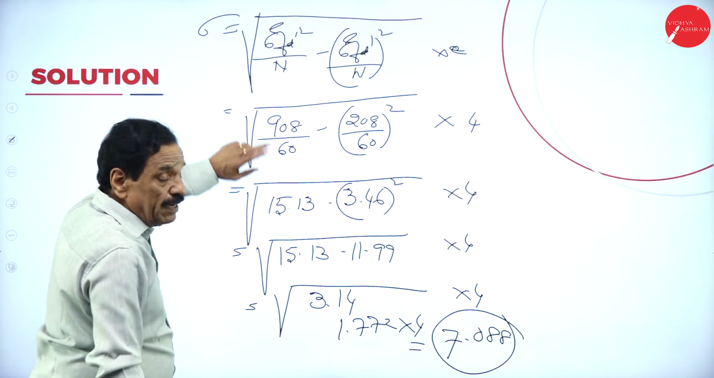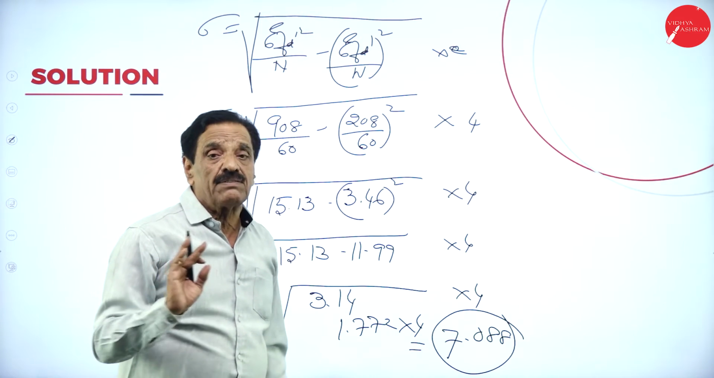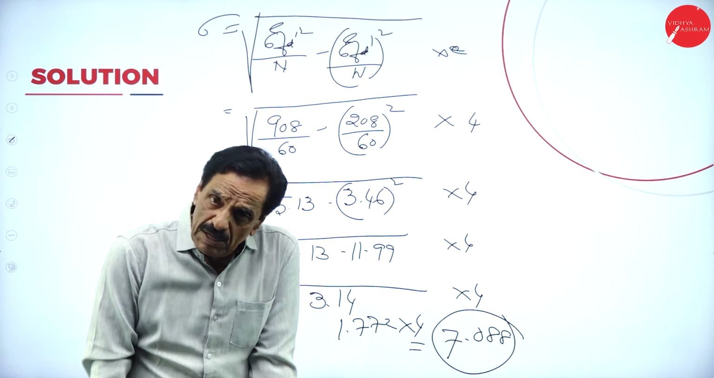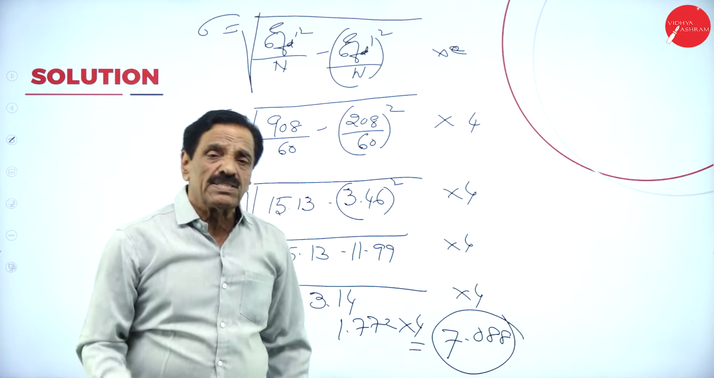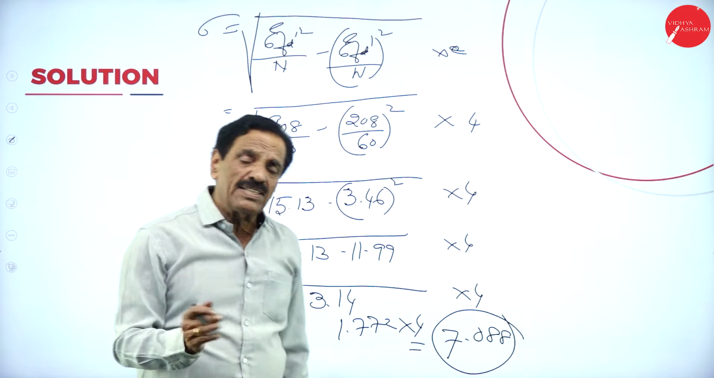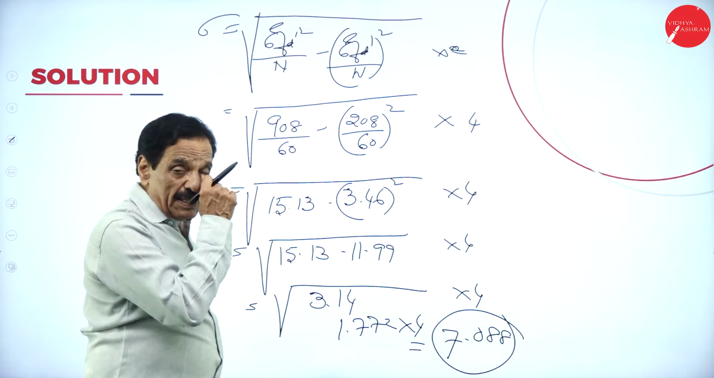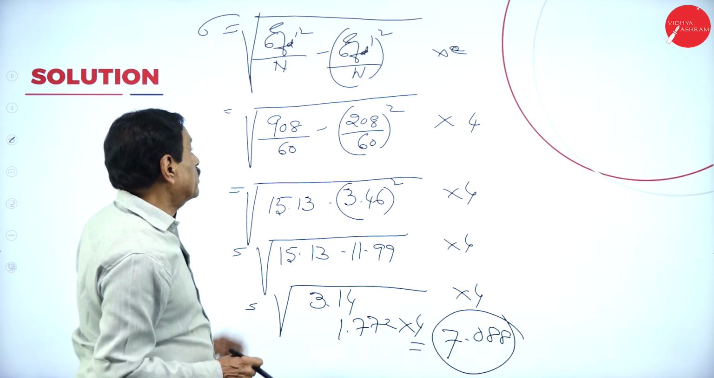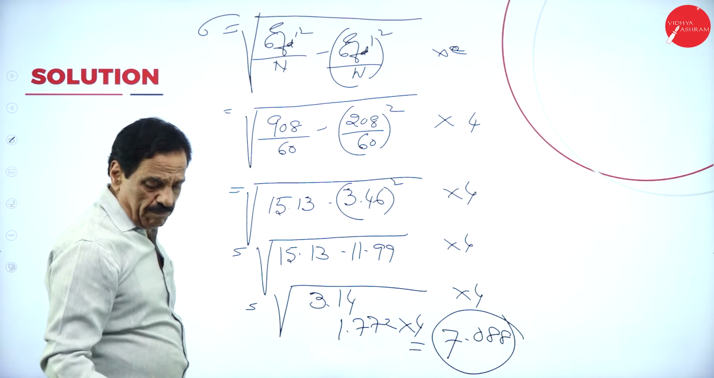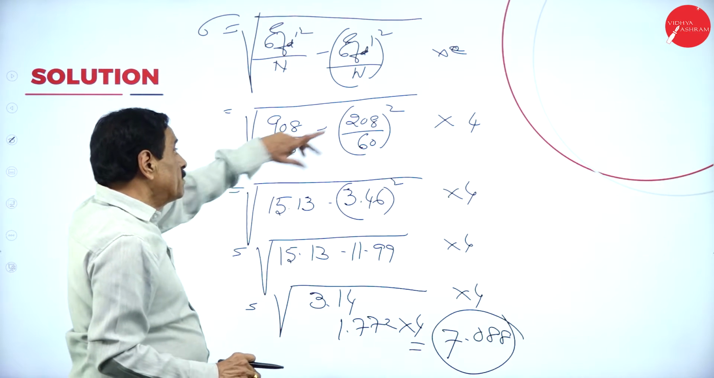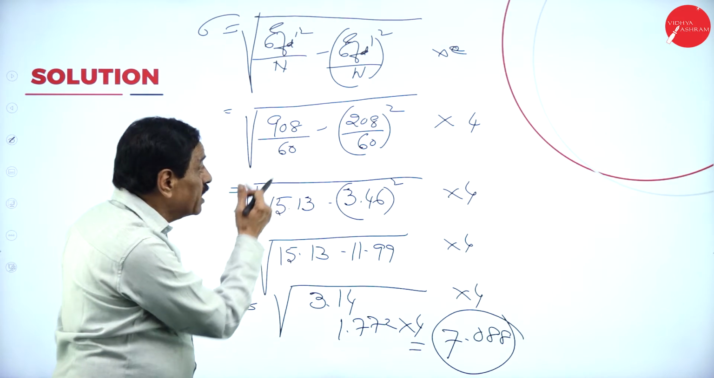So, first step, you have to find the mid value, add the frequency, then f into d dash is f d dash. What is next? f d dash into d dash is f d dash square. Then apply the formula: standard deviation is root of f d dash square divided by n minus f d dash divided by n, into c, which is the class interval. You have to see slowly, the class interval is outside the root. You must be very careful. It is outside the root.